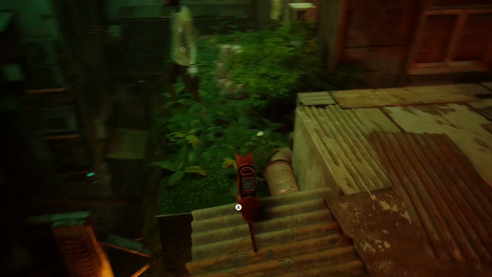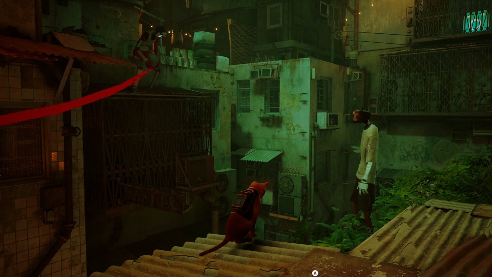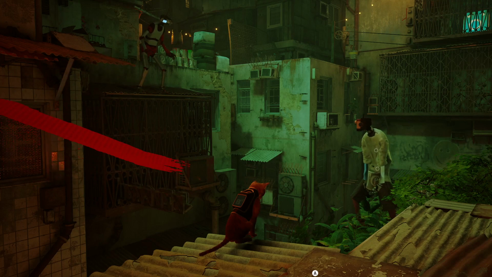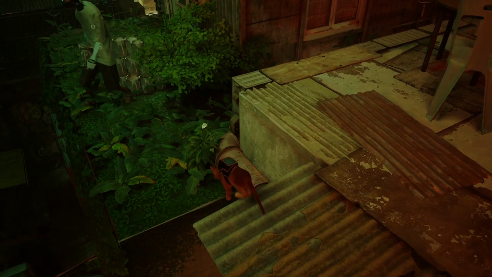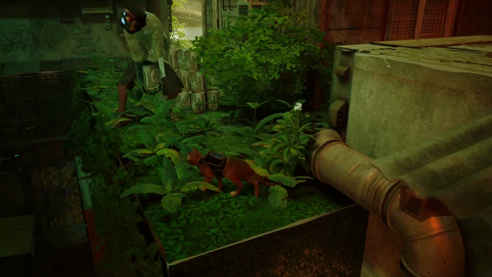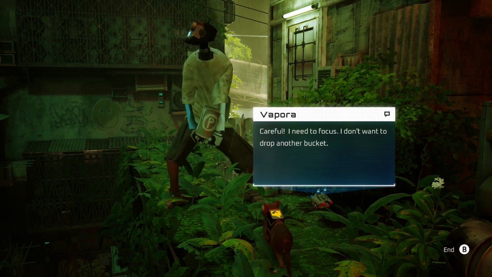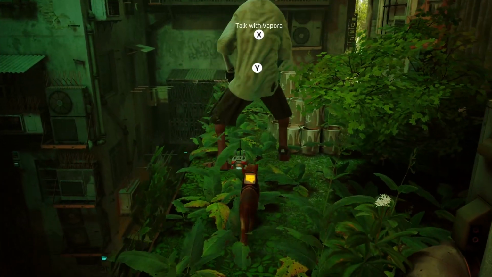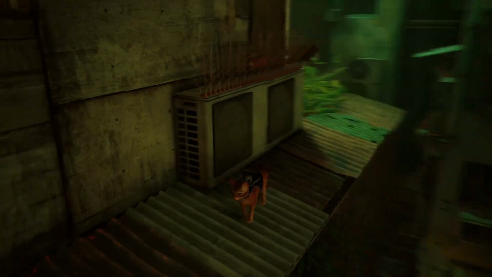Oh. What the heck are these guys doing? It's dangerous, whatever it is. Oh, they're moving cans. Right. Wow.